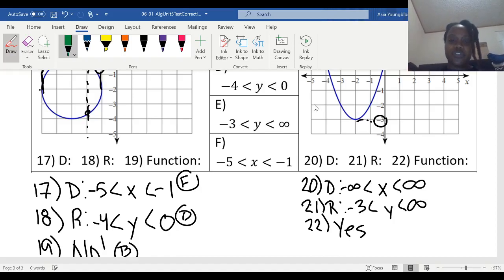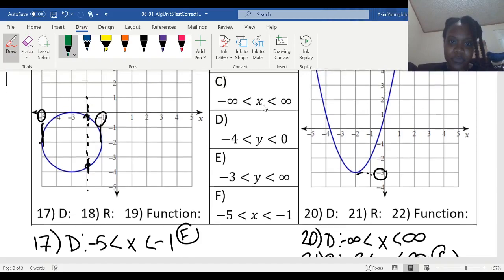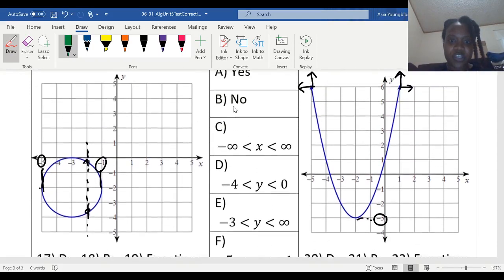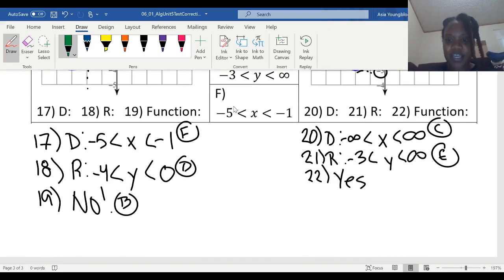You want to make sure you include your letters. So 21 is going to be E. 20 is going to be C, and 22 is going to be A. Again, make sure you have this work written down here. You don't need to sketch the graphs, but also make sure you've done at least a 1-sentence reflection on your mistake when you did the test or our first steps in solving these problems.